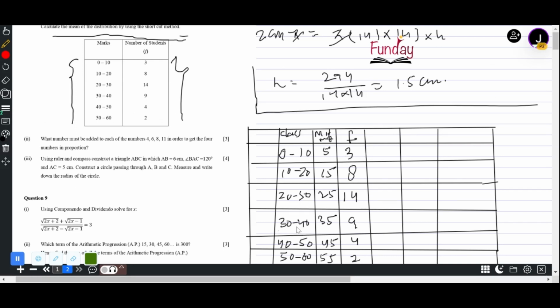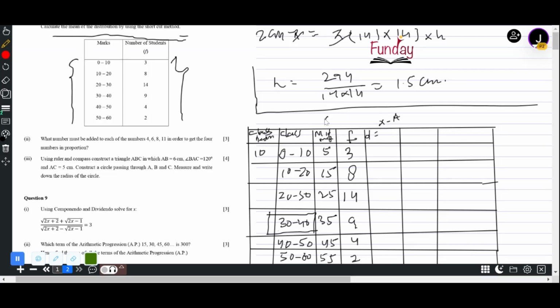We'll take midpoints. What is the midpoint of the class? That is 5, that is 15, that is 25, that is 35, and this is 45, and this is 55. What is the frequency? Frequency is 2, 4, 9, 15, 8, and 3.